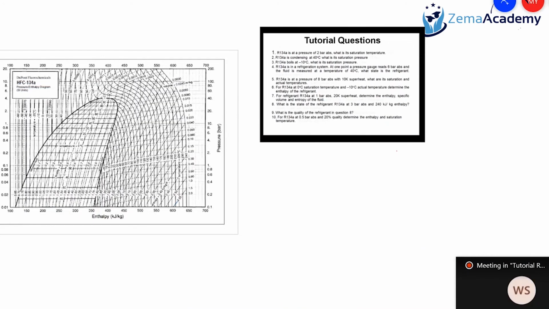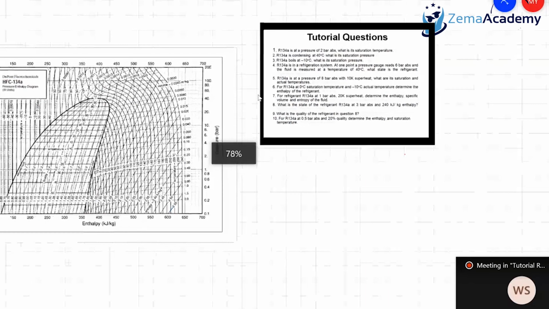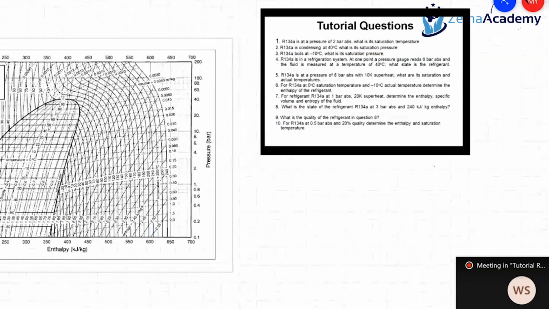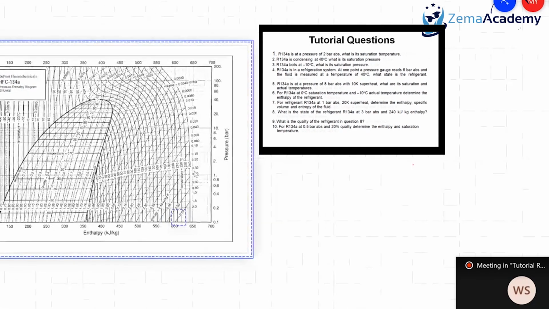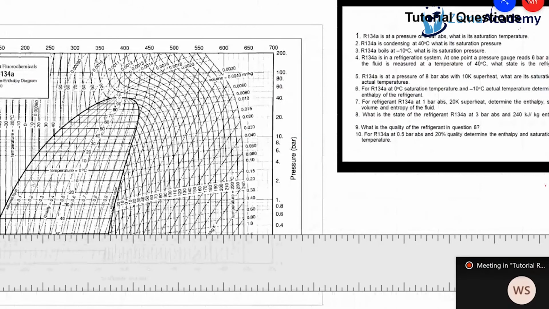Question 8. Thank you very much. Let me read the question, and then we can do it together. What is the state of the refrigerant at 3 bar and 240 kilojoules per kilogram enthalpy? What information do we have? What do we need to do? At 3 bar, draw a line right across. Yes, at 3 bar.